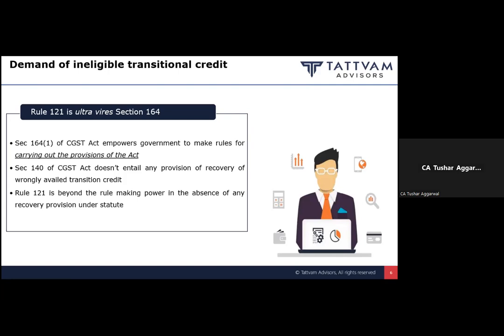Now, under section 140, there is no provision for recovery of wrongly availed transitional credit. I repeat, under section 140, there is no provision for recovery of transitional credit. So you cannot have a rule to carry out the provisions of the act, when in the act itself there is no mechanism for recovery of wrongly availed transitional credit. So Rule 121 is beyond the rule making power in the absence of any recovery provision under the statute. Accordingly, Rule 121 is ultra vires.